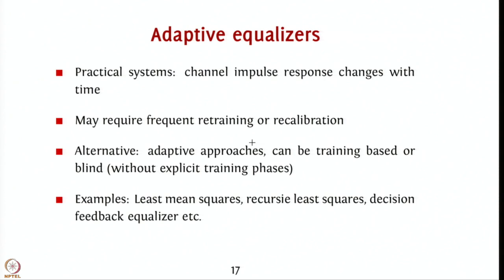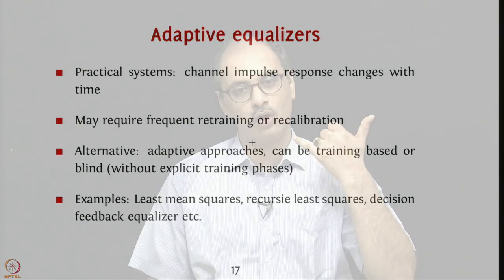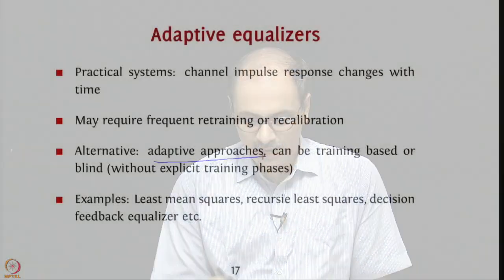An alternative is that, rather than just retrain, get the channel, use it, then the channel goes bad, retrain, get the channel again, can we find some way to track this channel? Tracking the channel is where you learn a little bit about the changes in the channel as you go on. For example, as you are walking while taking a call with your friend, the phone just starts learning the changes in the channel as opposed to learning it afresh. This kind of approach is called an adaptive approach.